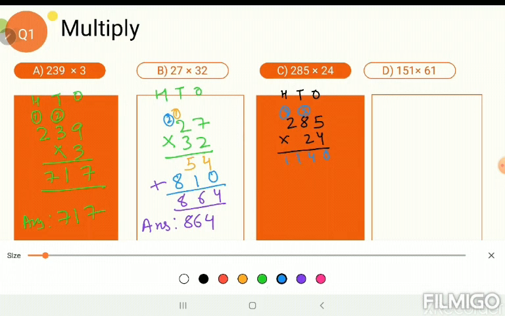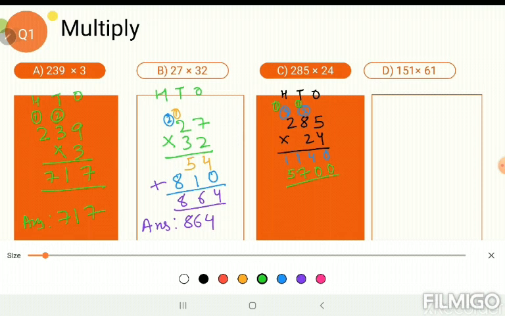Okay, now the next step says you have to first add a 0 before you start multiplying 285 by 2. So 2 5s are 10, 0, carry up 1. 2 8s are 16 plus 1 is 17, 7, carry up 1. And 2 2s are 4 plus 1 is 5.